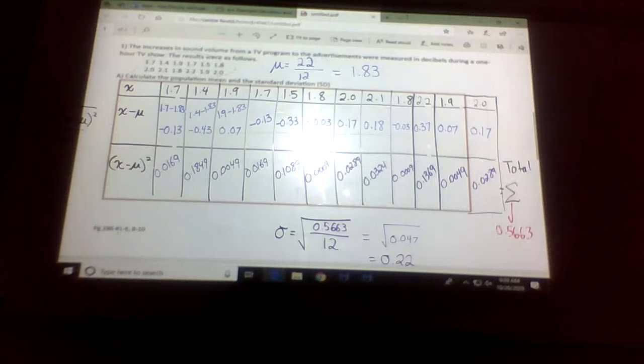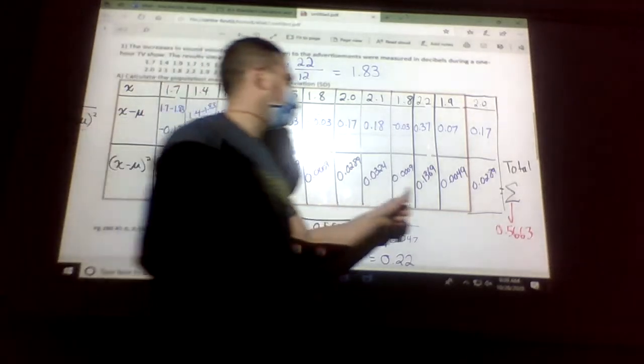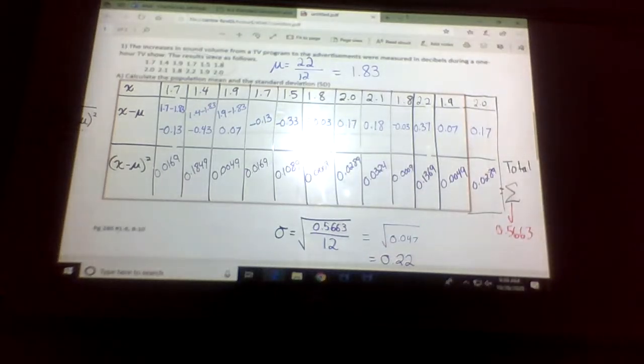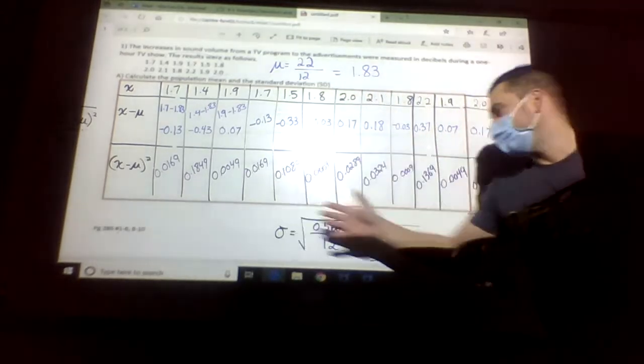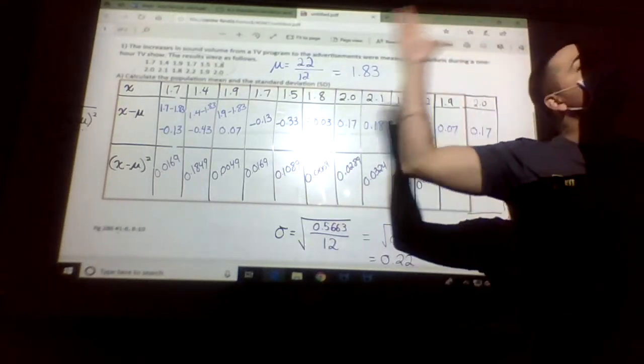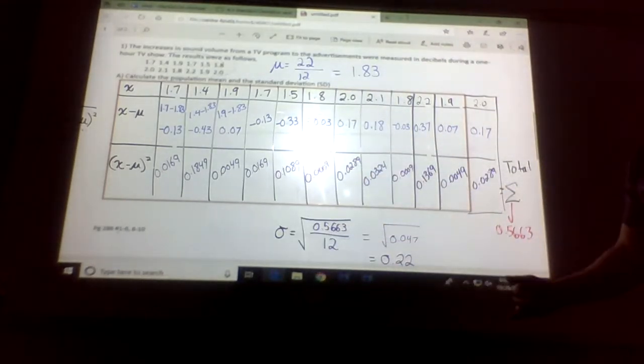Just double checking, there's no negatives, right? When you get to here, it should be all positive. Okay, so that's the formula for standard deviation. On a test, I will provide something like this, and you can use the chart. Well, actually, I'll probably tell you to use the chart.